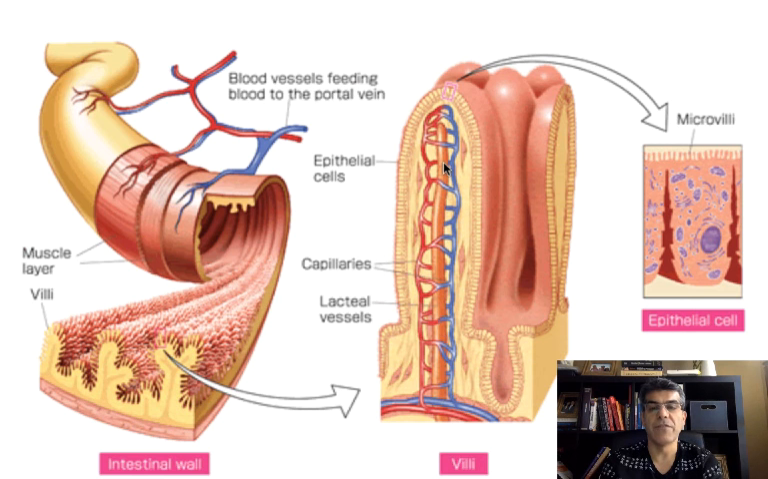This is part of lymphatic vessel. So here's my food inside the lumen of a small intestine. Where is this food going to go? Well, the food is going to go through the wall of the small intestine and it's going to get absorbed.